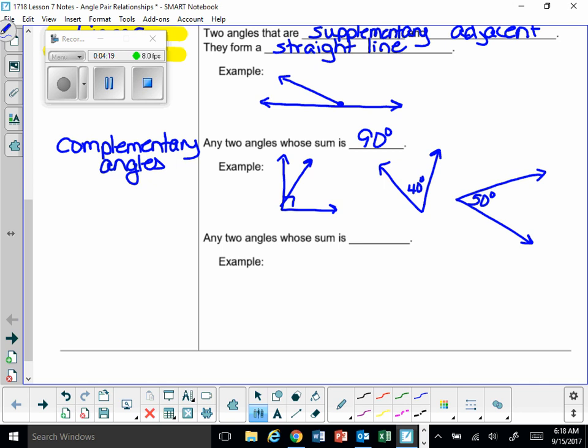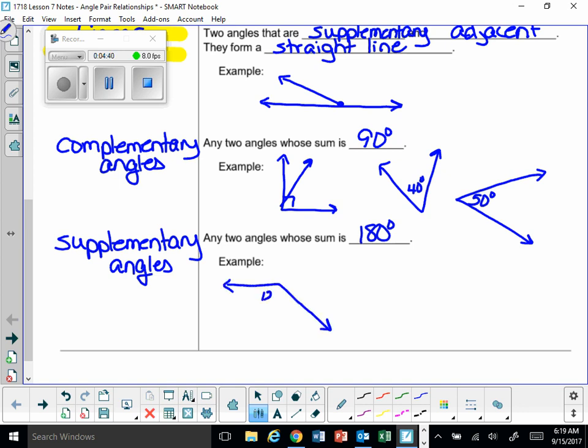We also have supplementary angles. Supplementary angles have a sum of 180 degrees. Supplementary angles do not have to be adjacent. I could have 120 degrees here and a 60-degree angle over here to the side. They add up to 180. They are supplementary. If you have adjacent supplementary angles, the best name for them is a linear pair.